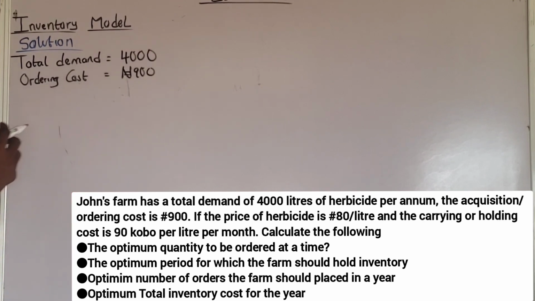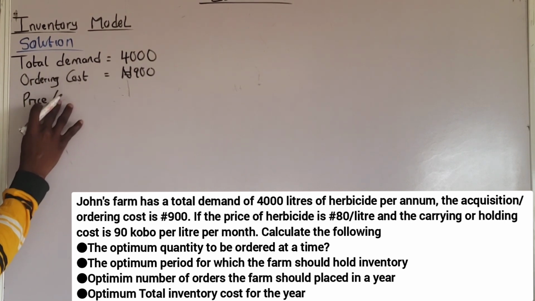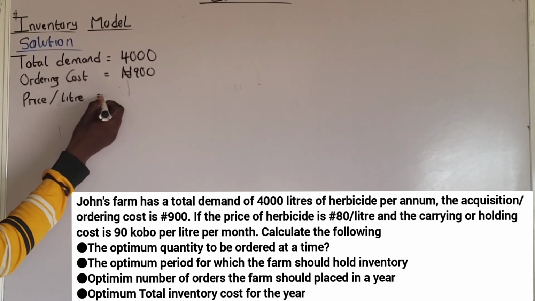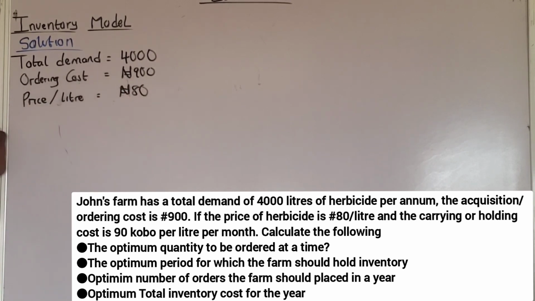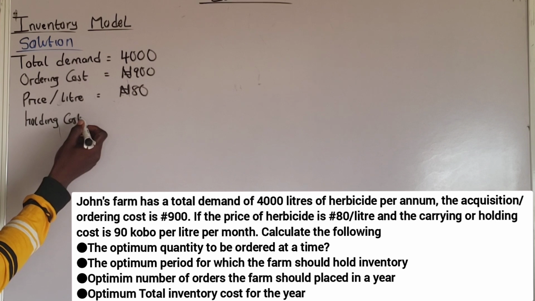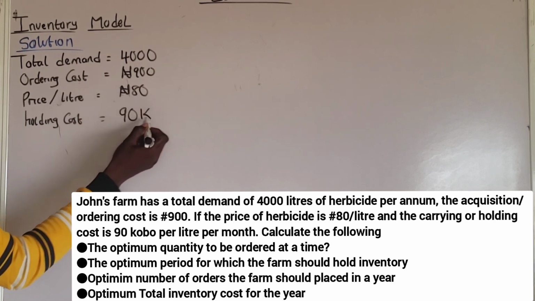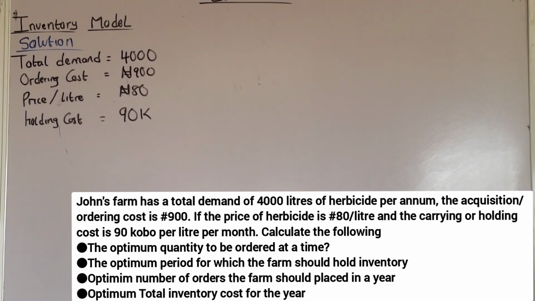Now, if the price of herbicide is 80 naira per liter, the price per liter of the herbicide is 80 naira. And the carrying or holding cost, holding cost is 90 kobo per liter. Holding cost is 90 kobo. Now we are given the 90 kobo. The holding cost is 90 kobo.